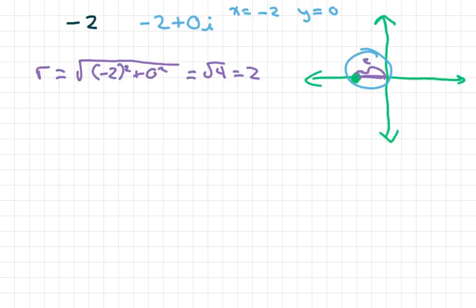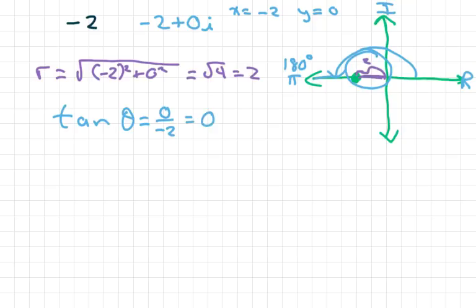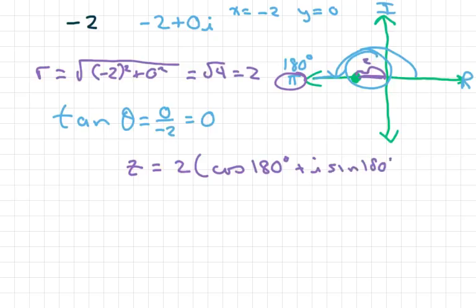Now for tangent, can you already tell where we're at? So this is imaginary, real. If you look at this angle here, we're at pi, or 180. We're supposed to do it in degrees. So let's just go ahead and set it up though. This is tan equals 0 over negative 2, which equals 0. So tan is 0 at pi, or 180, sorry. So we're going to write z equals 2 times cosine of 180 degrees plus i times sine of 180 degrees.